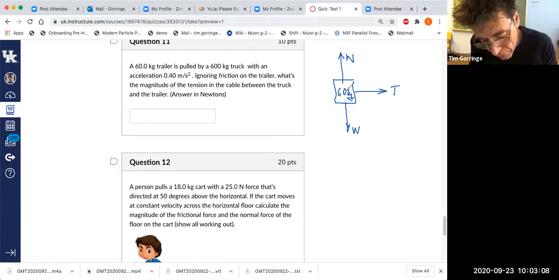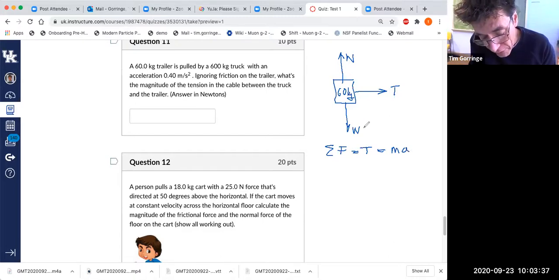Well, the normal force and the weight cancel each other out. It's the tension that is actually providing the acceleration of the trailer, and it's providing it according to Newton's second law, which says that the sum of the forces, which in this case will just be the tension force, as N and W cancel, equals mass times acceleration.